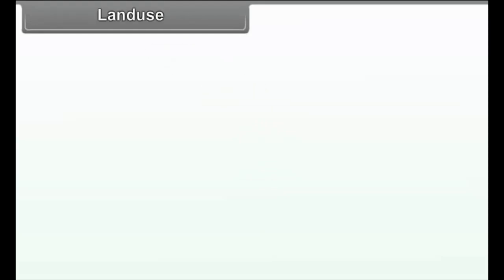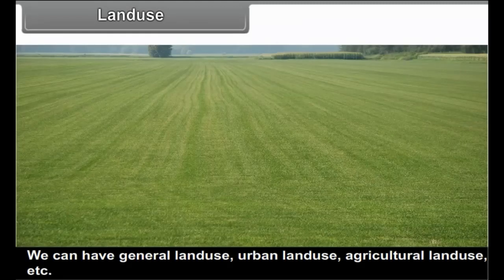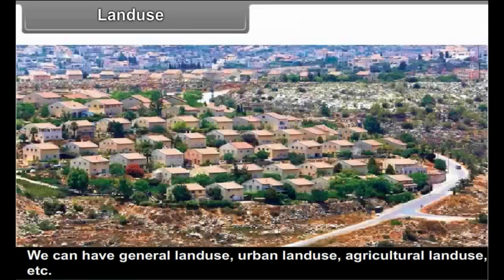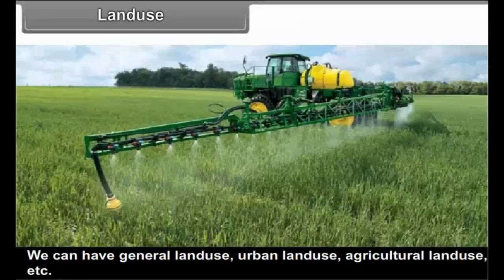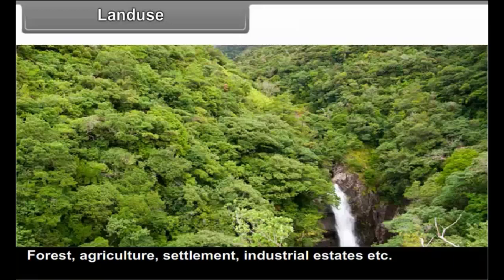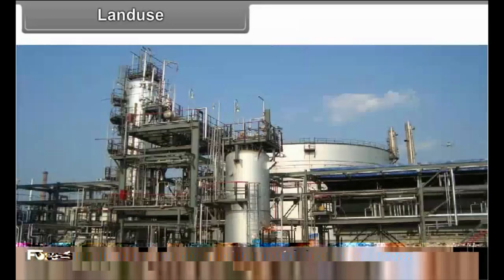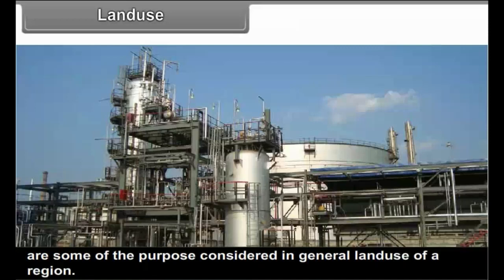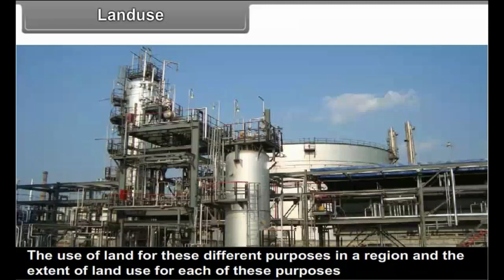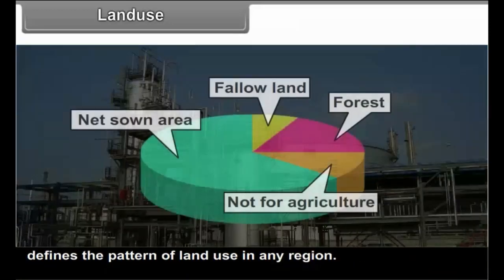Land use. The term land use relates to the purposes to which land in a given region is put to use. We can have general land use, urban land use, agricultural land use, etc. Forest, agriculture, settlement, industrial estates, etc. are some of the purposes considered in general land use of a region. The use of land for these different purposes in a region and the extent of land used for each of these purposes defines the pattern of land use in any region.